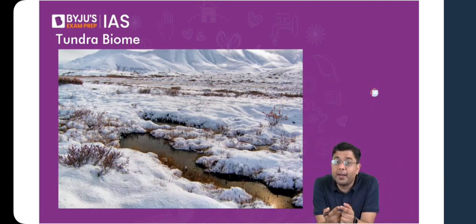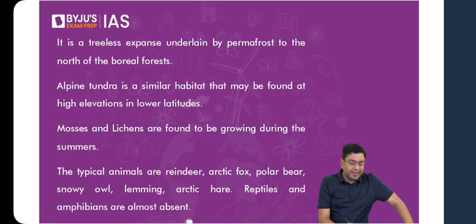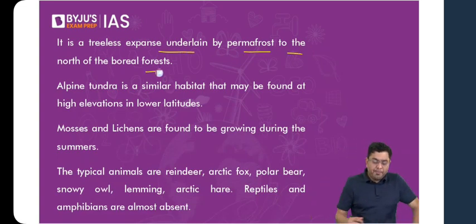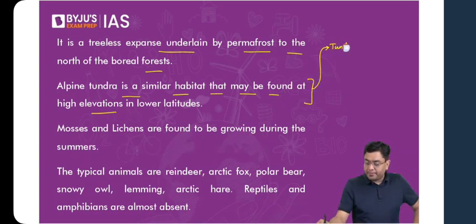And that is significantly damaging the natural habitats of many of the seals, many species of fishes, and even the penguins. Those are the areas which have now started to remain ice-free through the year. Now that is about the tundra biome. It is a treeless expanse underlain by permafrost to the north of the boreal forest. Alpine tundra is a similar habitat found at high elevations rather than high latitudes. So these are basically tundra habitats on mountain tops.